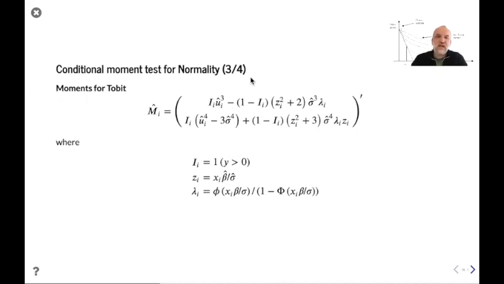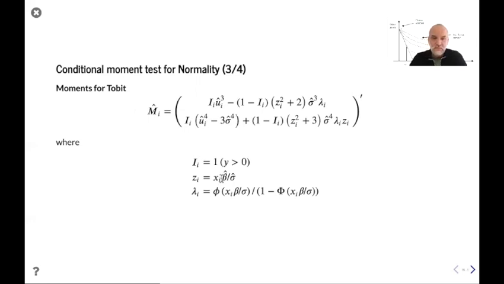Here's how it looks for the conditional moment test under normality for the Tobit model. Now, they're a little bit different. We have exactly what we had before if this I is always equal to 1. Now, what does that mean? Well, that's an indicator for observations not being censored. You get exactly the same as you had before: u to the power of 3, or u to the power of 3 minus 3 times the standard deviation. And these estimates here, we estimate those from the Tobit, because under the null we have consistent estimators of those.